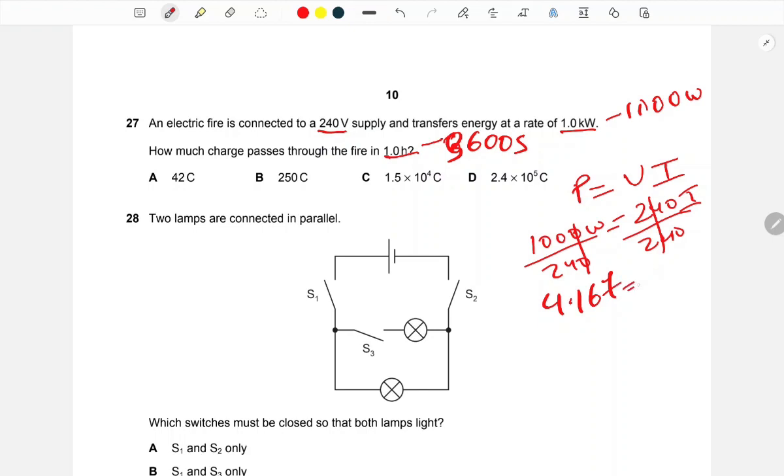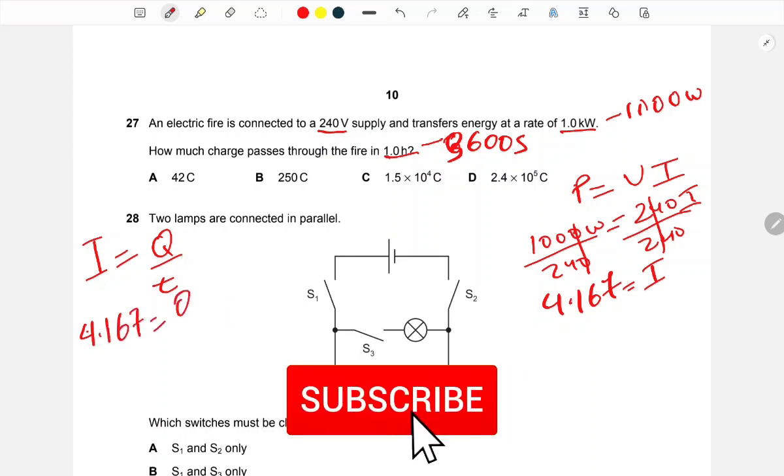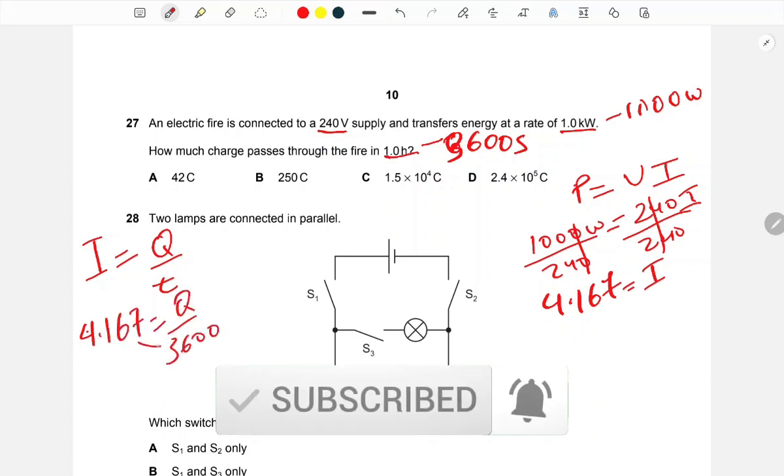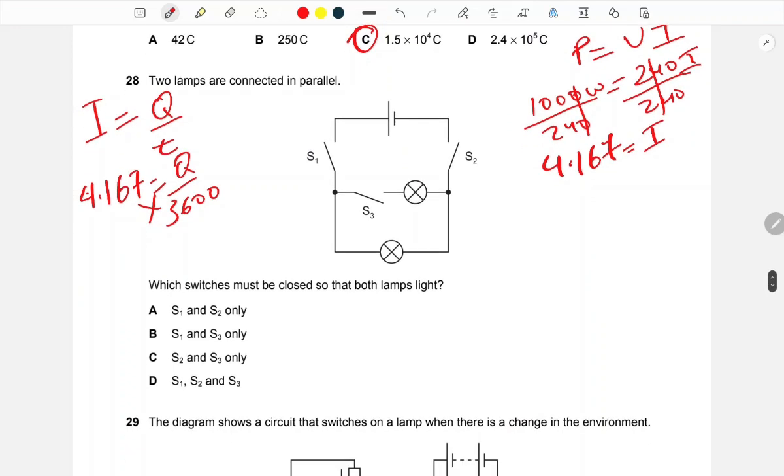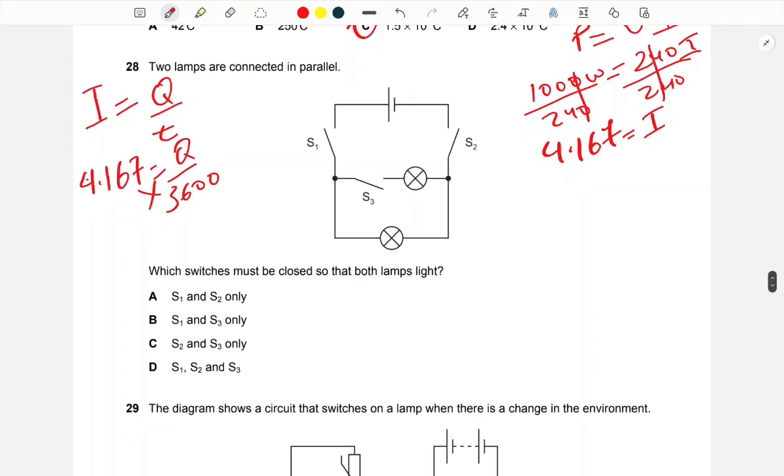That's the current. And now we use the formula for current. Current is the charge over time. We are given the time, which is 3600. So 4.167 equals Q over 3600. Now we multiply the current by 3600, and that would give us 15,000 C. So the answer is going to be C. 15,000 written in standard form is 1.5 times 10 to the power 4. Let's move on to number 28.